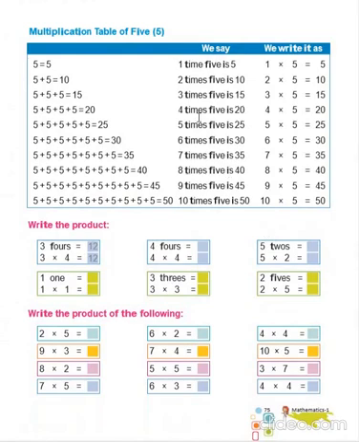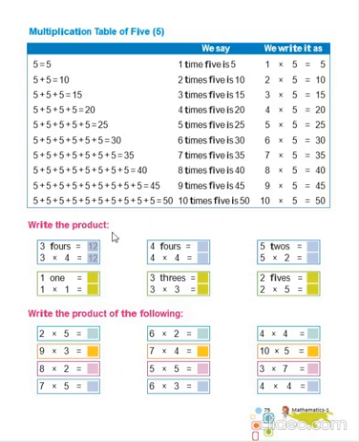Now the multiplication table of 5. 1 times 5 is 5. 2 times 5 is 10. 3 times 5 is 15. 4 times 5 is 20. 5 times 5 is 25. 6 times 5 is 30. 7 times 5 is 35. 8 times 5 is 40. 9 times 5 is 45. 10 times 5 is 50.